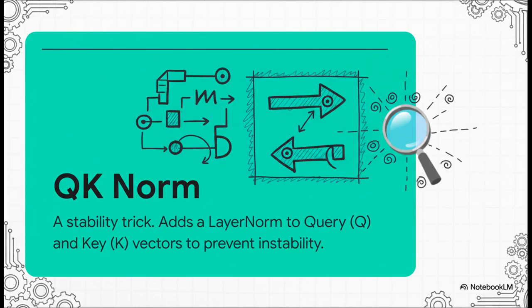One of the latest is something called QK norm. It's basically adding another little normalization step, but this time it's hyper-focused, applied directly to the query and key vectors right inside the attention mechanism. It's all about taming that beast of numerical instability when you're training at truly massive scales.